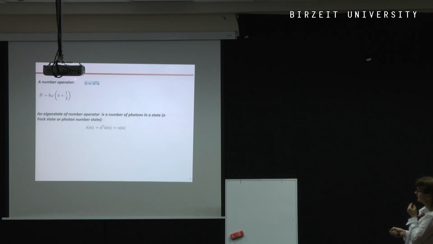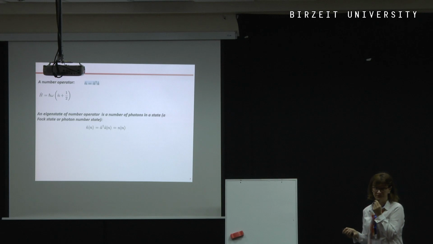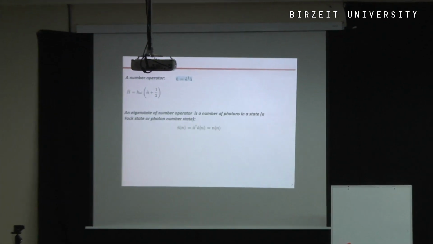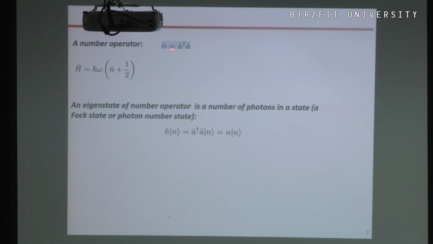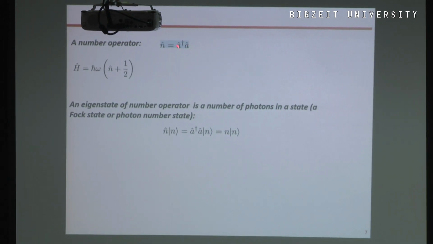Number operator is defined here. This is just a product of a lowering and raising operator. And as you remember, order of operators matters. So it comes with this particular order, not other. And we first operate with the lowering operator and then with the raising operator. Now, this particular state, the eigenstate of this operator, as described here, has eigenvalue which is equal to the number of photons in particular mode.